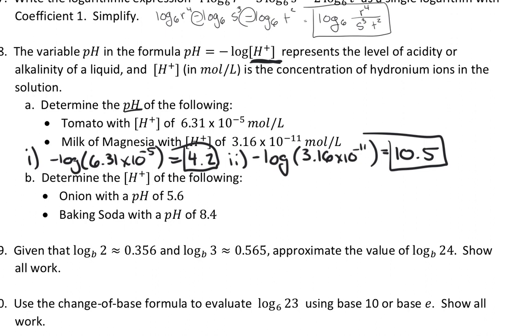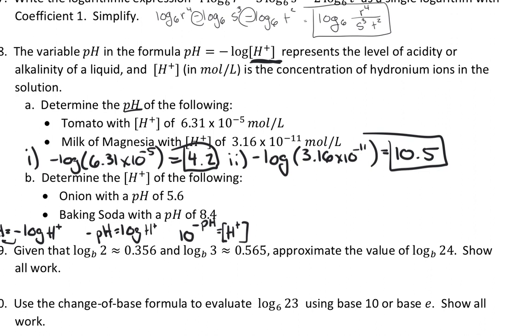And this is determine the H plus of the following. So now we need to put this in terms of the pH so we can get the concentration. So we have pH equals negative log of H plus. So first we've got to multiply this over. Negative pH is equal to log of H plus. So now we have to do the inverse function. The inverse logarithm is base 10 to the negative pH, and that will be equal to our H plus concentration.